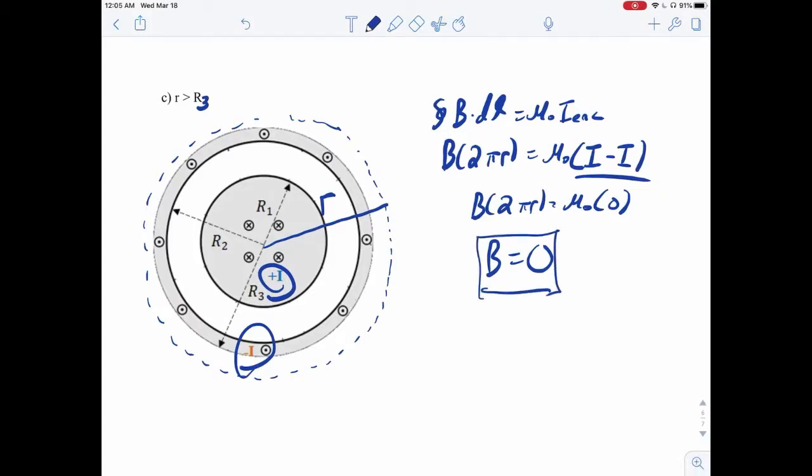What that does, it protects the cable from outside interference. If you have other electromagnetic signals out there, it's not going to interfere with the signal inside here because there's no net magnetic field. So that's why your home internet is going to use a coaxial cable, because that's a signal you kind of want to be protected. And there you go.